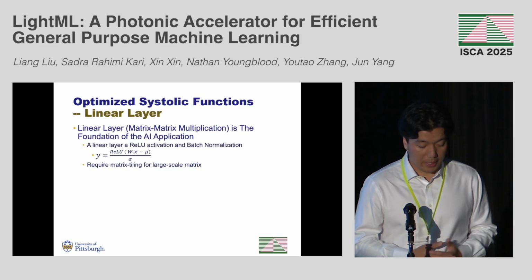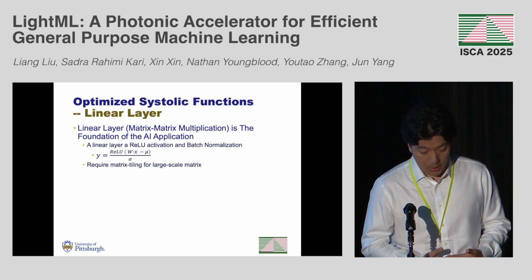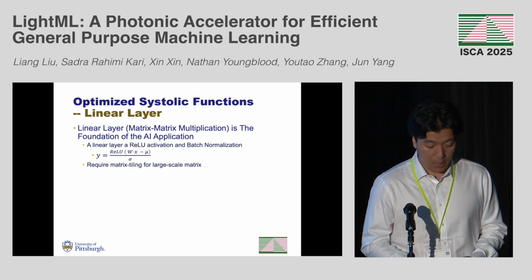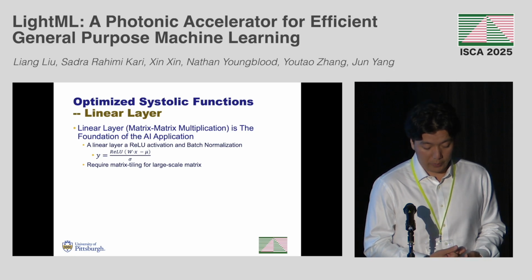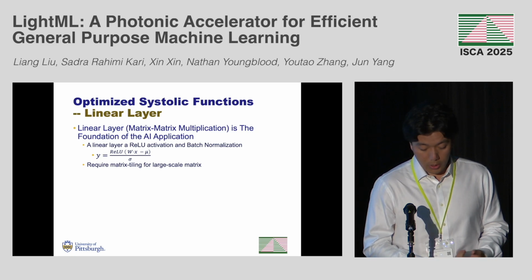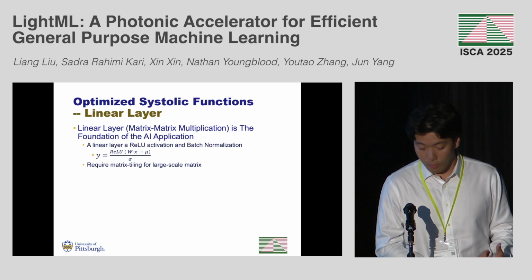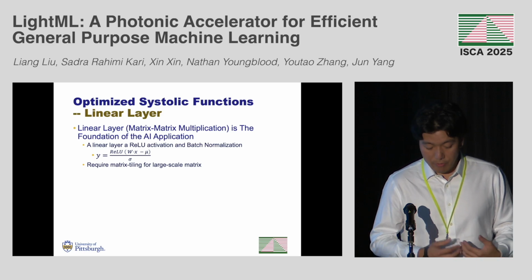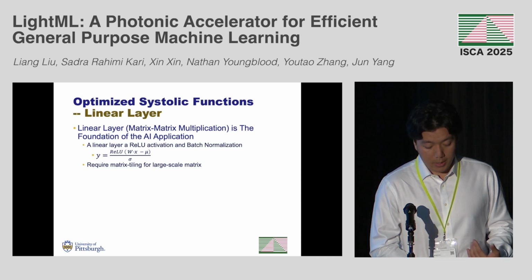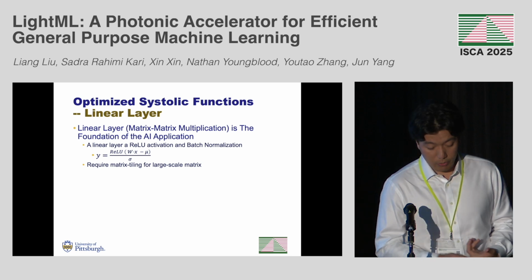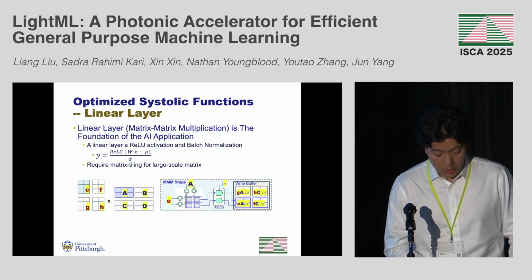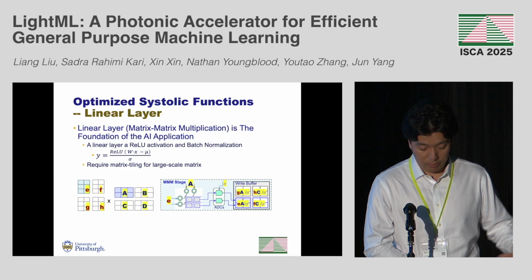Here is our optimization for the linear layer, which is the matrix multiplication building block. We consider this in two scopes. First, the linear layer in AI applications typically involves a ReLU activation and a batch normalization, and we need an efficient computing flow for them. Second, considering that the matrix is very large, we also need to consider a tiling problem. Here we show an example of the proposed flow.